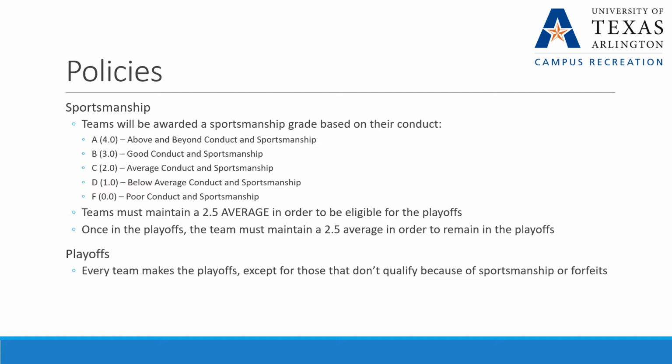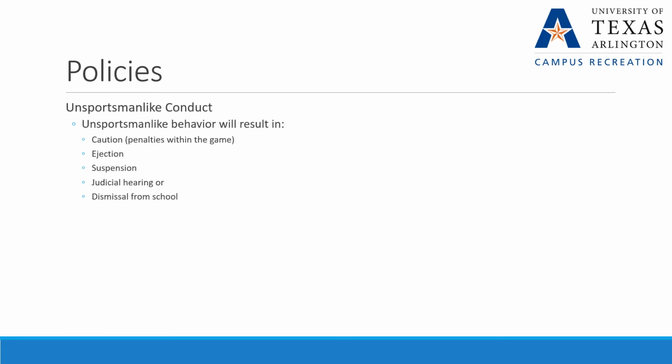Teams must maintain a 2.5 average in order to be eligible for playoffs. And once in the playoffs, a team must maintain that 2.5 average in order to remain in the playoffs. The way our structure works in the playoffs is that every team makes the playoffs except for those that don't qualify because of sportsmanship or forfeit. Unsportsmanlike behavior will result in a caution, which could be penalties within the game, ejection, suspension, or a judicial hearing or dismissal from school in some of the most extreme cases.